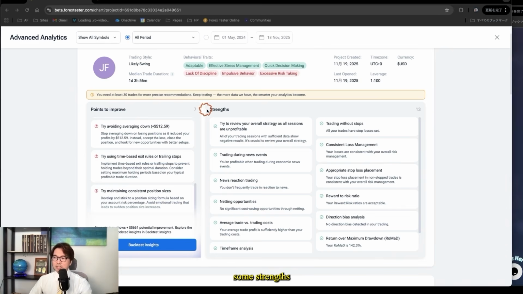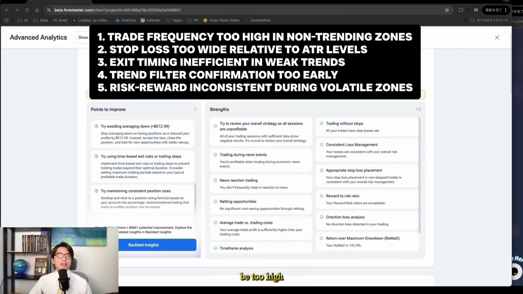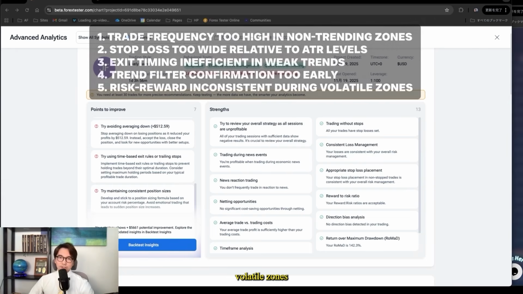It also suggests some strengths of the strategy. So these are the things that you never want to change, but what you want to focus on is the points to improve. To highlight, it mentioned the trade frequency being too high in non-winning zones, stop loss being too wide relative to ATR levels, inefficient exit timing in weak trends, trend filter confirmation being too early, and also risk-reward being inconsistent during volatile zones.